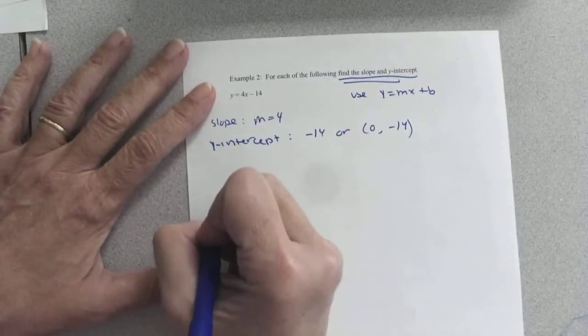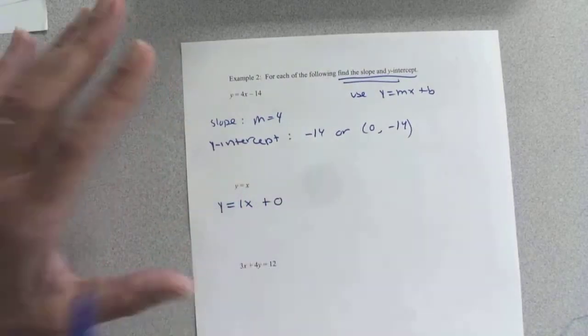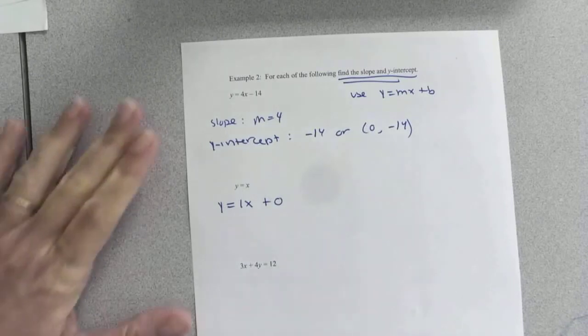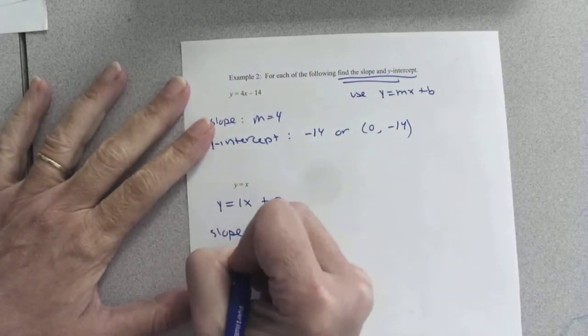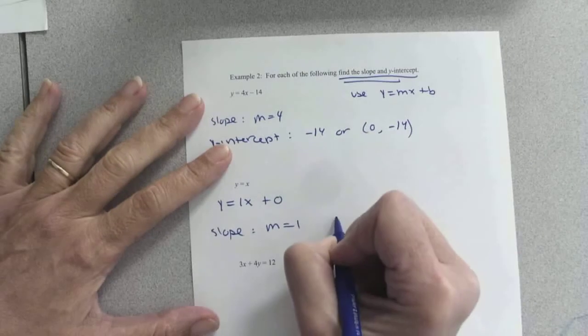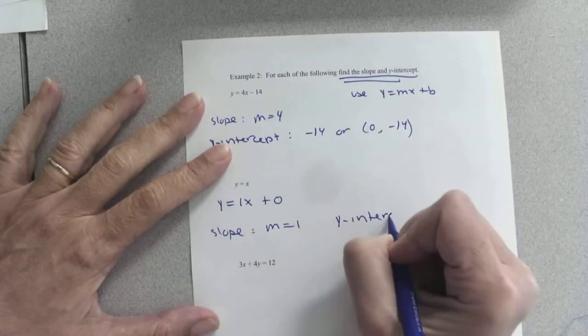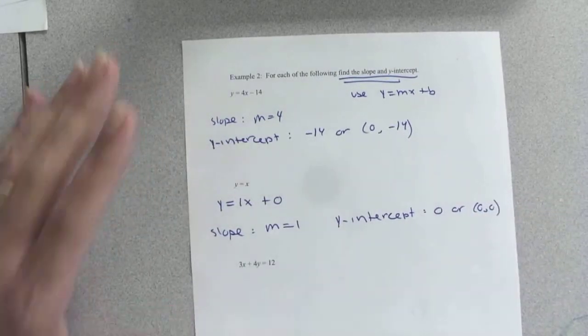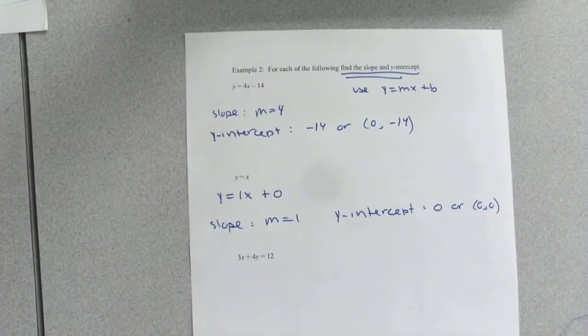Let's do this last one really quickly. I could easily rewrite that equation in that form, being very explicit, y equals 1x plus 0. Then my slope immediately is m equals 1, and my y-intercept is 0, or the point (0, 0). Remember when we talk about intercepts, the other coordinate is always 0. So in the y-intercept, the other coordinate x is always 0.